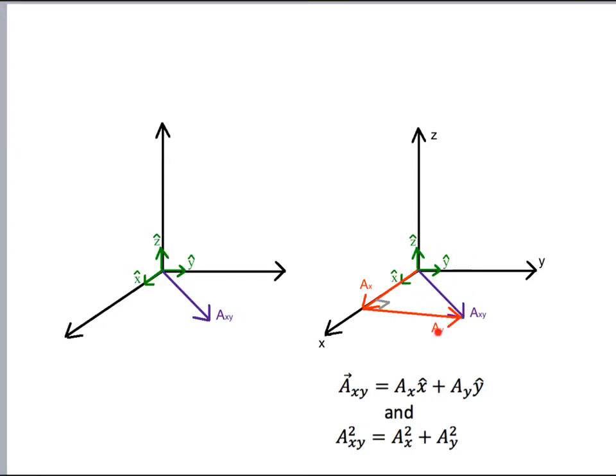And remember, this is the projection of our original vector, which was up in the 3-dimensional space. Now, if this A sub xy is this vector here, we know that this is going to be a right angle because the x-axis and the y-axis are perpendicular. And so by the Pythagorean theorem, this projection, A sub xy squared, is equal to A sub x squared plus A sub y squared.